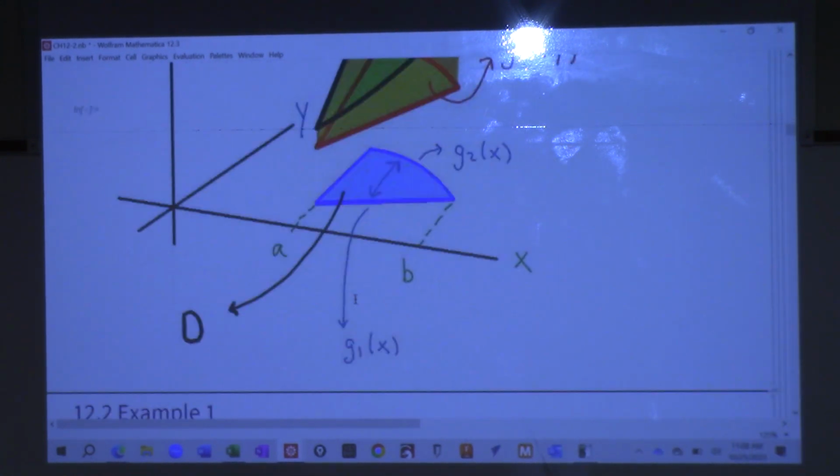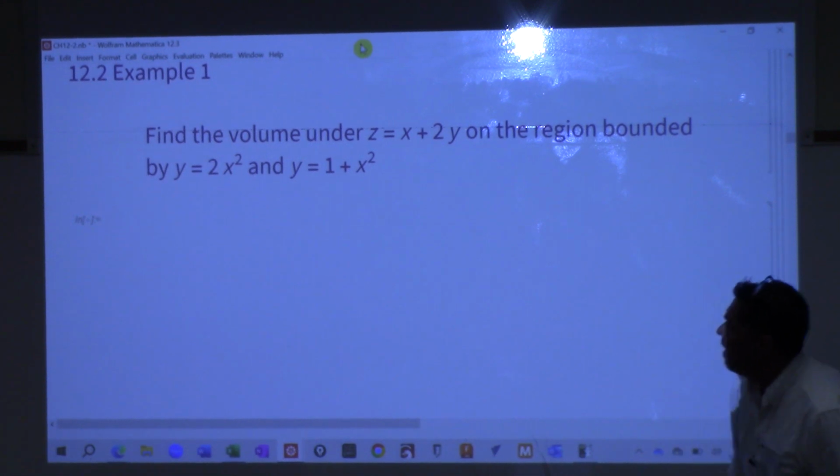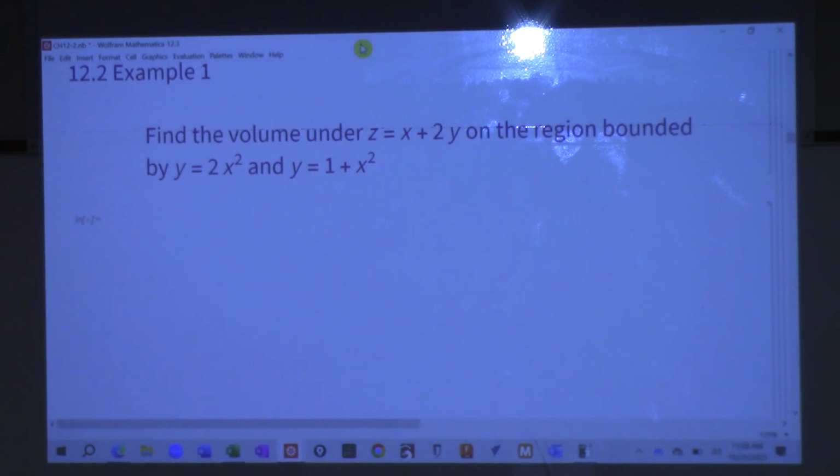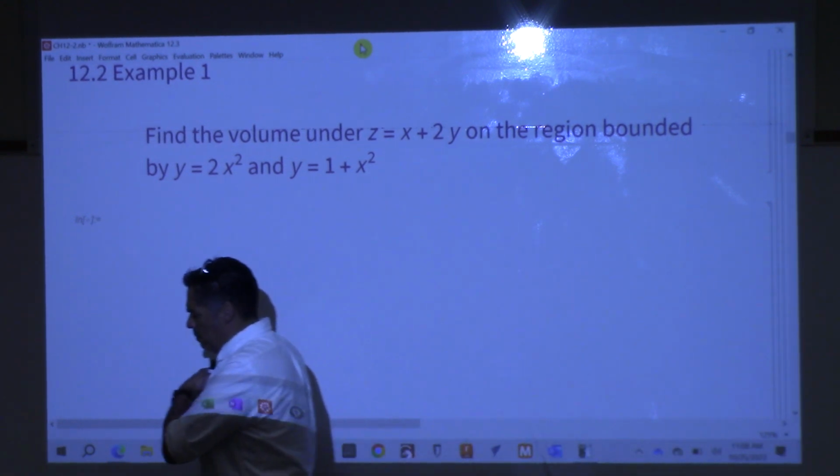I want to do an example. Let's just do this one right here. So find the volume under z equals x plus 2y on the region bounded by y equals 2x squared and y equals 1 plus x squared.